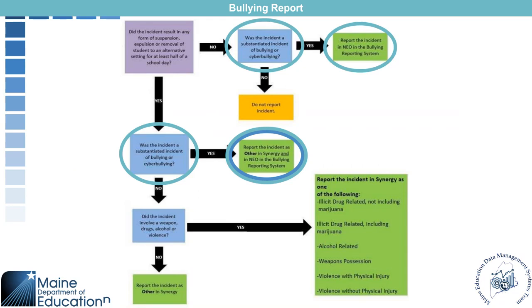So if a student is not suspended, but there is a bullying incident, then that will only be reported in the NEO module. Whereas if a student is suspended and it is related to a bullying or cyberbullying incident, that's reported in both Synergy and in NEO as well. So that Synergy report will go into the behavior report.